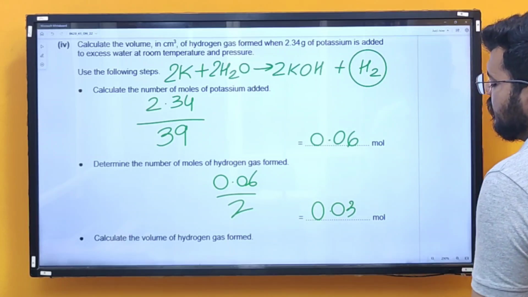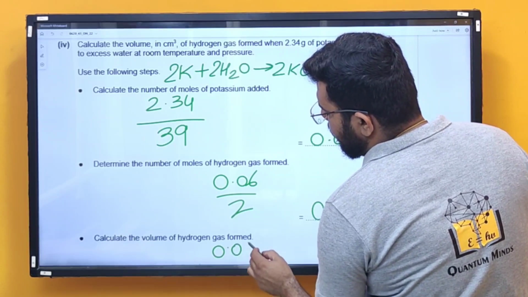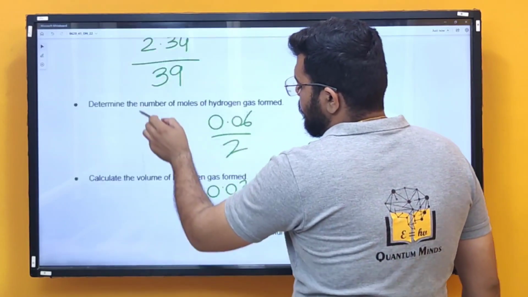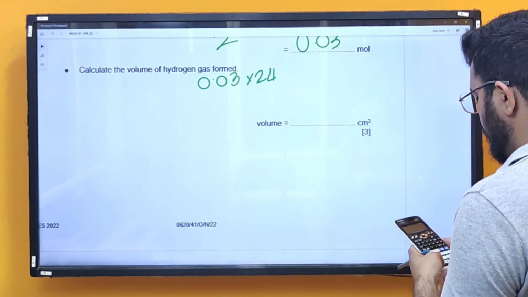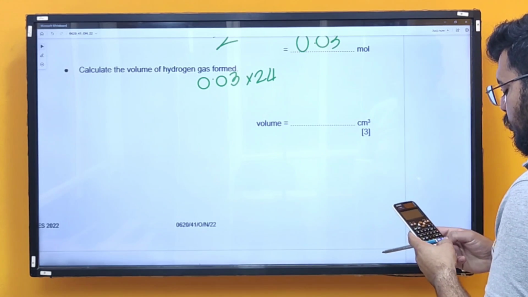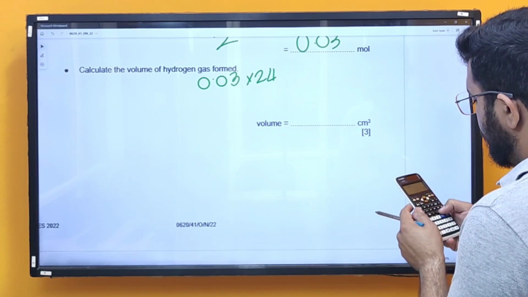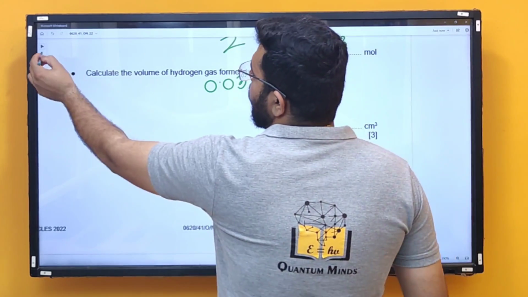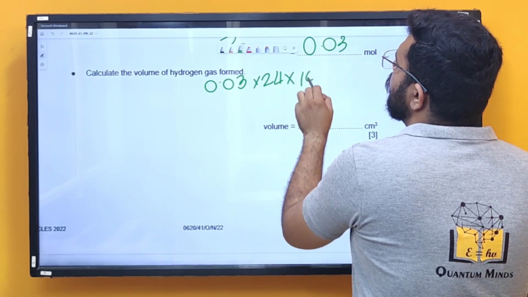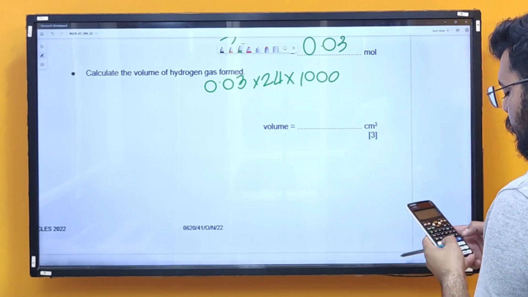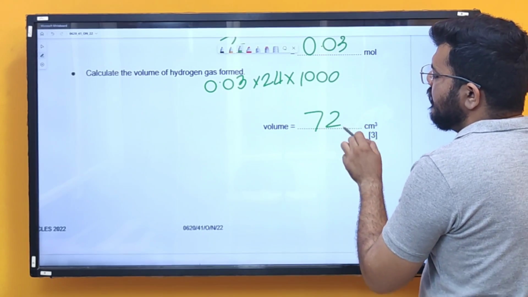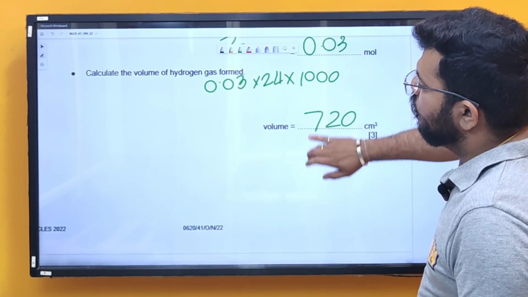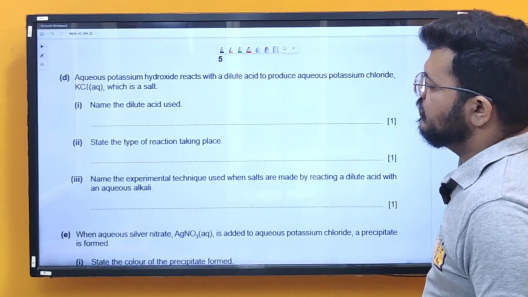Calculate the volume of hydrogen gas. So 0.03 times 24. This is 0.72 dm³. Therefore, I will multiply it by 1000 to find the answer in cm³, which will be 720 cm³. You could look up the periodic table to find the relative masses.